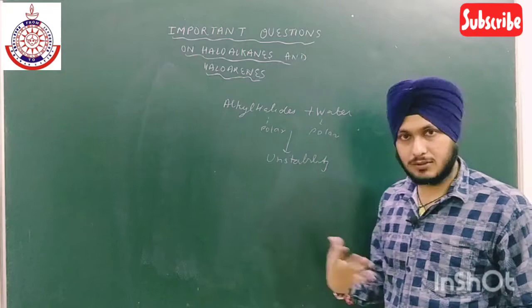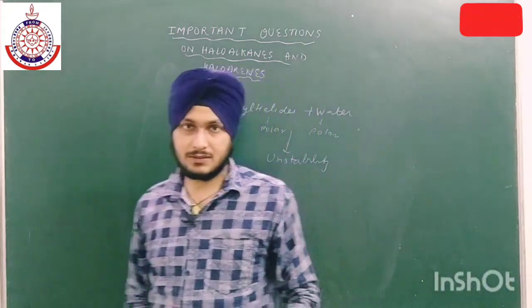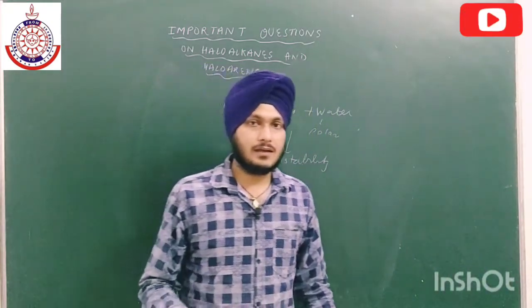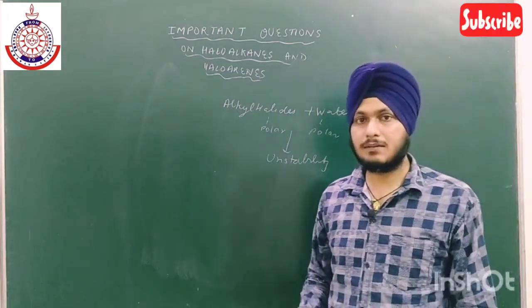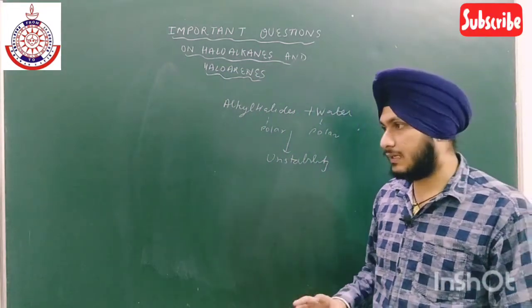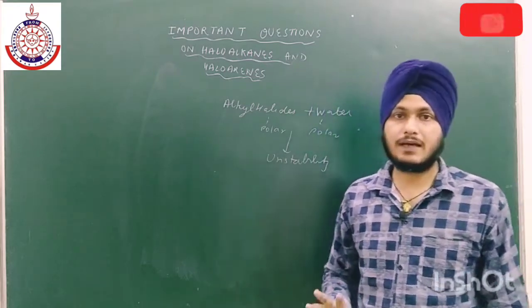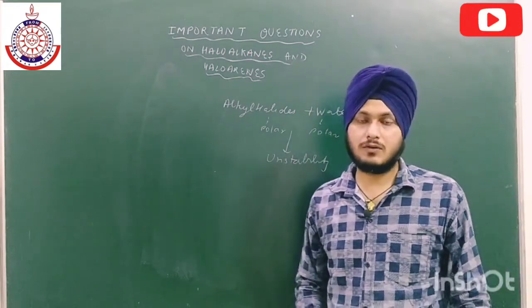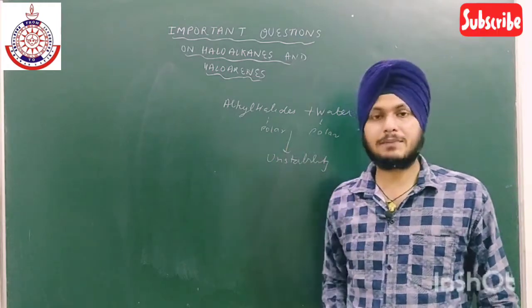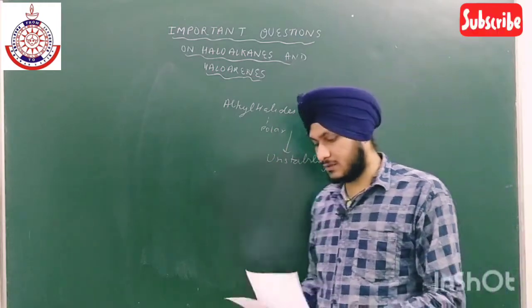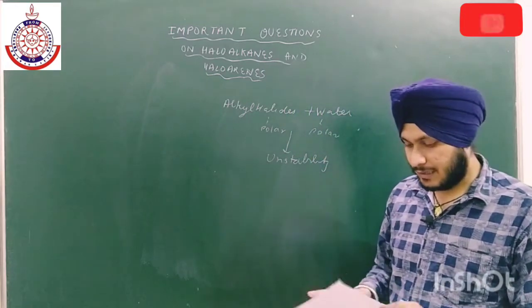Similarly the hydrogen bonding in water is very much stronger, so that is why if we add alkyl halide, the mixture which is formed has very weak intermolecular forces of attraction than the intermolecular forces which are already present in these two compounds. So this is the main reason. So let's move on to the next question.